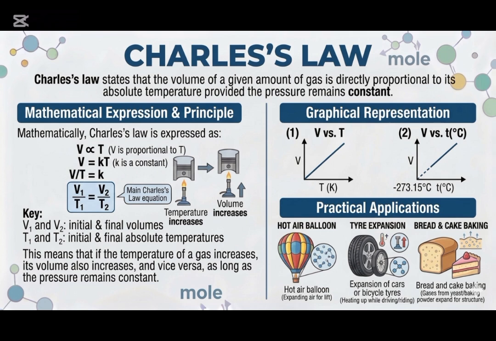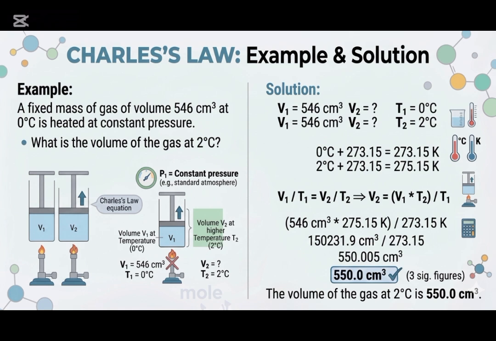The temperature of the first one is measured in Kelvin. The temperature of the second one is measured in degrees Celsius. Now let's look at the example of Charles' law. A fixed mass of gas of volume 546 cm3 at 0 degrees Celsius is heated at constant pressure. What is the volume of the gas at 2 degrees Celsius? Now from the solution, T1 equals 0 degrees C, V1 equals 546 cm3, V2 is unknown, and T2 equals 2 degrees Celsius.